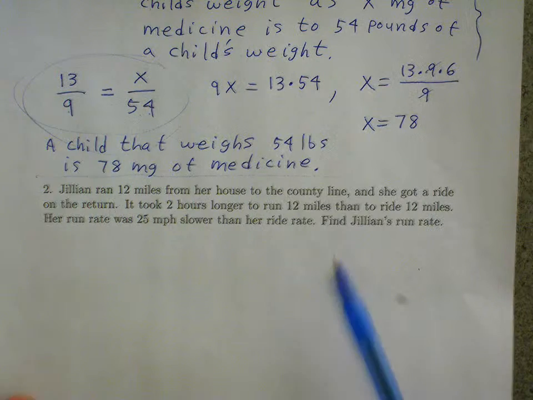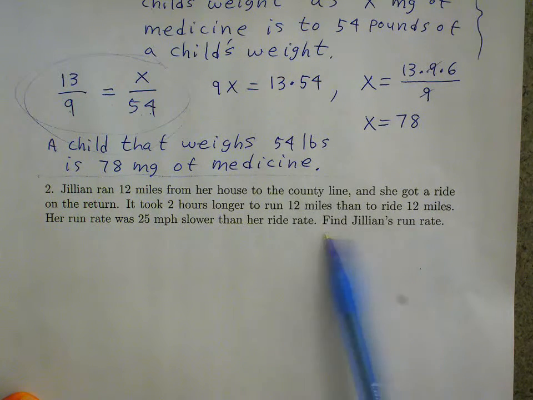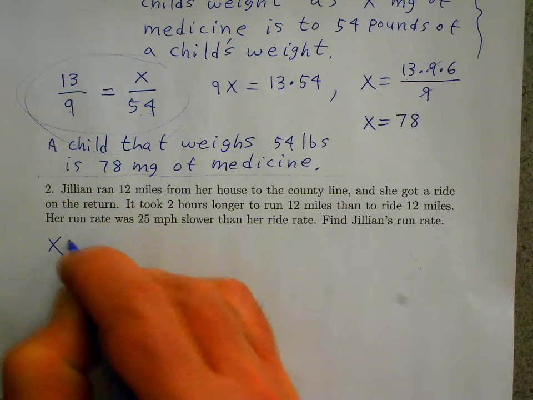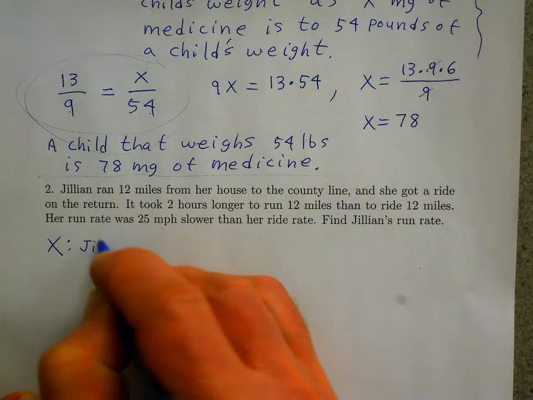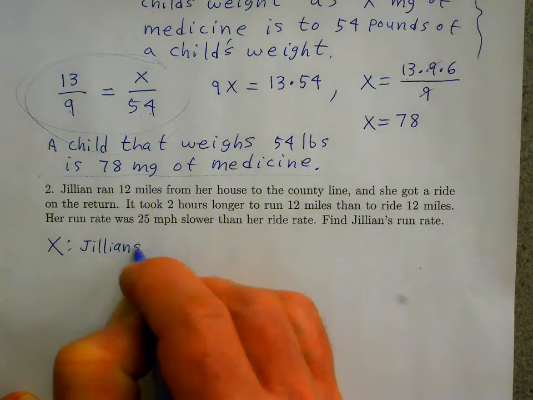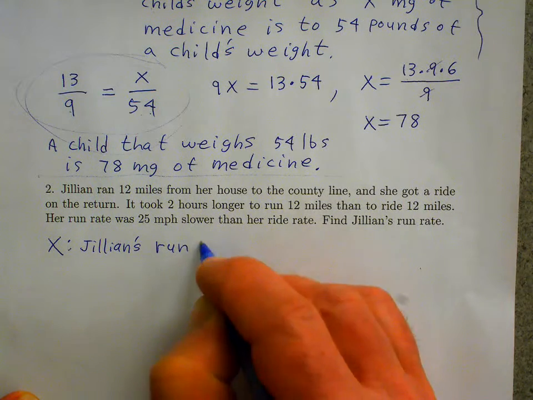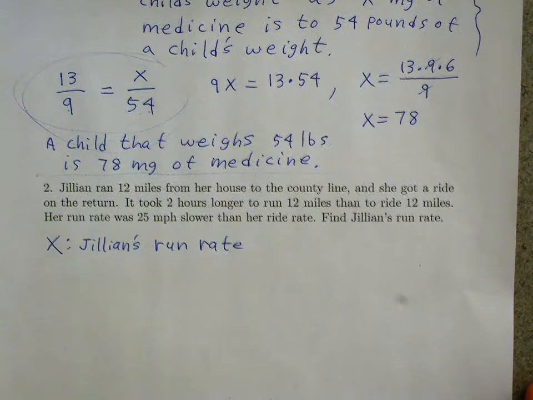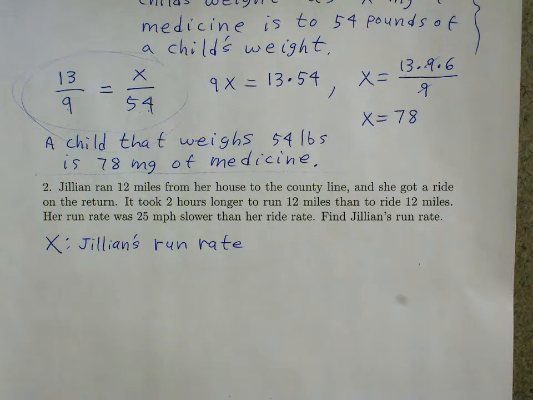Okay, well, usually if you identify what it is you're supposed to find, that can help you get started. We're supposed to find Jillian's run rate. So let's just pick X to be Jillian's run rate. We're going to assume that it's measured in miles per hour. Okay, so what else do we know now that we have X representing Jillian's run rate? Now what can we say?